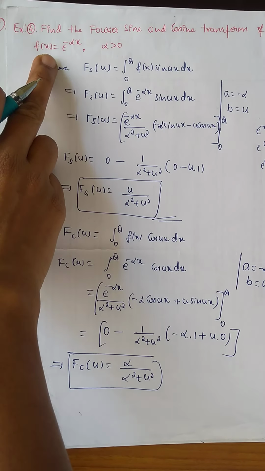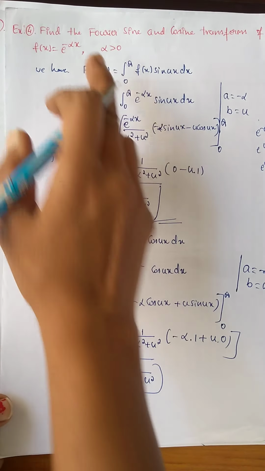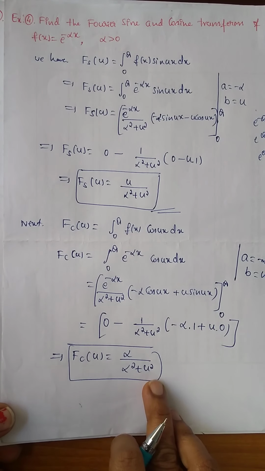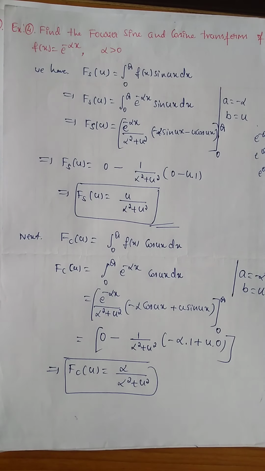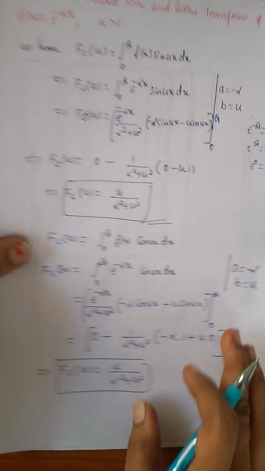Suppose they ask for the Fourier cosine transform of e to the power of minus 2x, then we will get 2 by 2 square plus u square as the answer. Apply the same procedure to find the Fourier cosine and sine transform for other constant values of alpha. Okay, this is the answer. So I go to the next question.